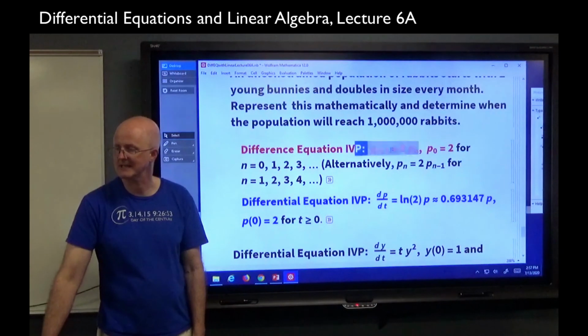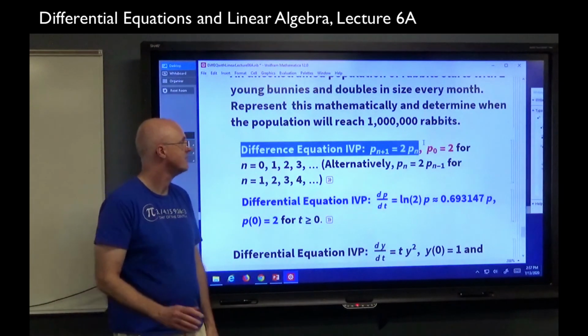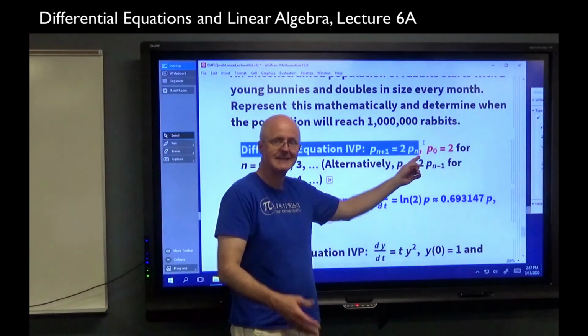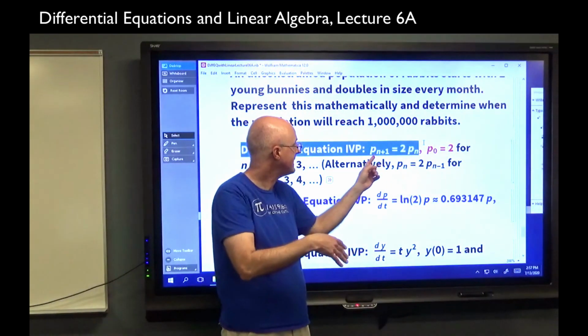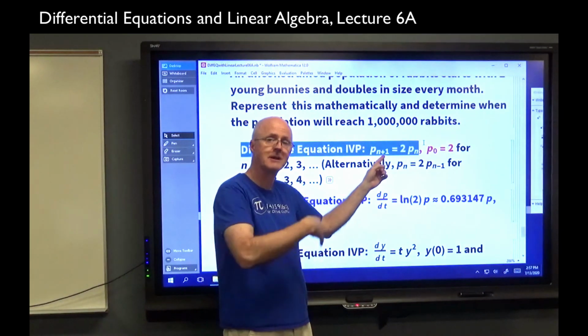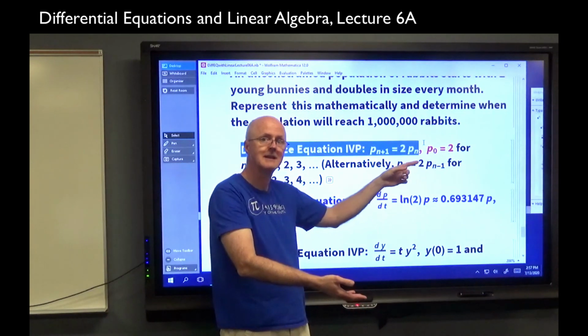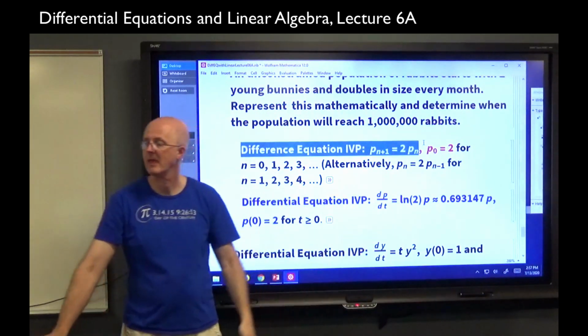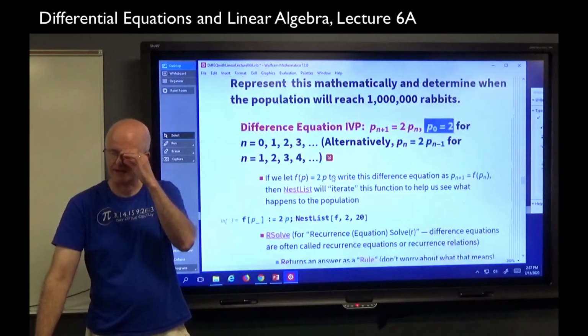Well, first we should realize this is a difference equation, or it can be thought of as a difference equation. Pn is the population of bunnies at time n, where n is 0, 1, 2, 3, 4, etc. Pn plus 1 is the population of bunnies the next unit of time. I'm saying that is 2 times the previous population. This is called the difference equation. The initial population is 2. How can you solve that in Mathematica?